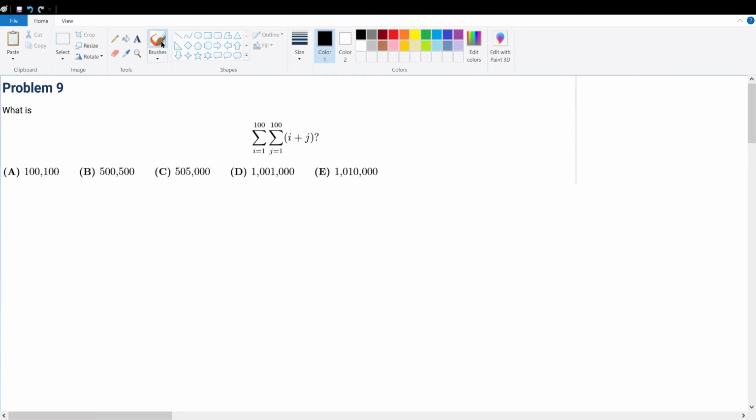Problem 9. What is the following expression equal to? Well, literally evaluate it from inside out. So what I mean by this is let's first evaluate the inner summation from j is equal to 1 to 100 of i plus j. What is this equal to?